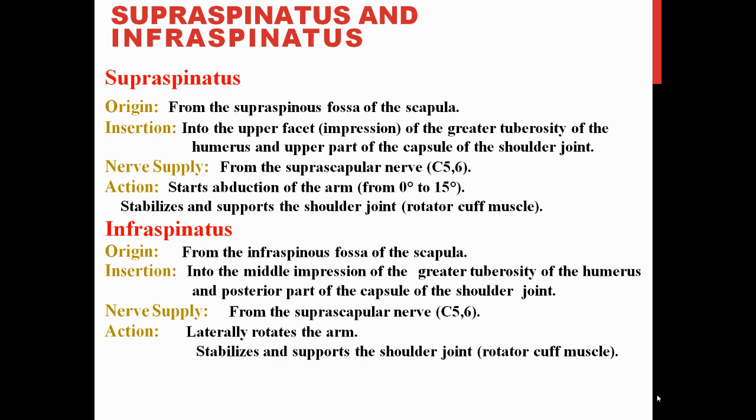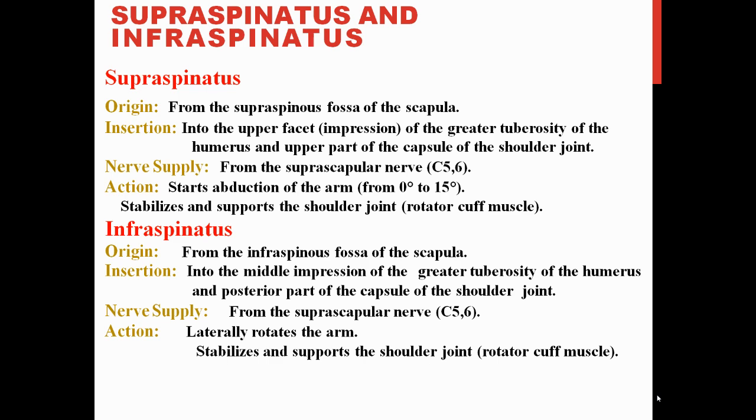Supraspinatus and infraspinatus muscles. Supraspinatus will take the origin from the supraspinous fossa of the scapula and it will insert into the upper facet of the greater tuberosity of the humerus and upper part of the capsule of the shoulder joint. It is supplied by the suprascapular nerve and has the action of abduction of the arm, and it will stabilize and support the shoulder joint.